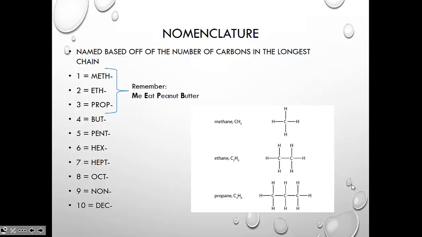From 4 backwards, 4 is usually tetra. However, we start using a different prefix system where 4 is bute. 3 would normally be tri, but 3 in organic chemistry is prop. 2 is usually di, but 2 in organic chemistry is eth. And a single carbon we would say is meth, rather than mono. You can remember that these first 4 are different by the phrase "me eat peanut butter," because peanut butter is an organic compound. So again, we use these prefixes to denote the number of carbons in the longest chain.